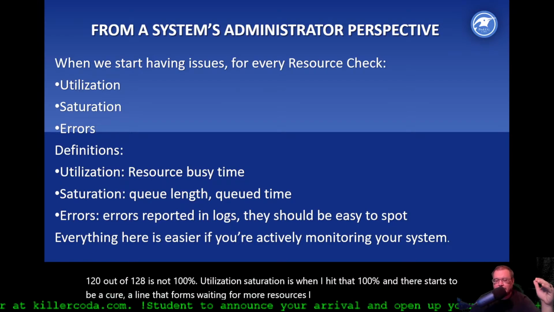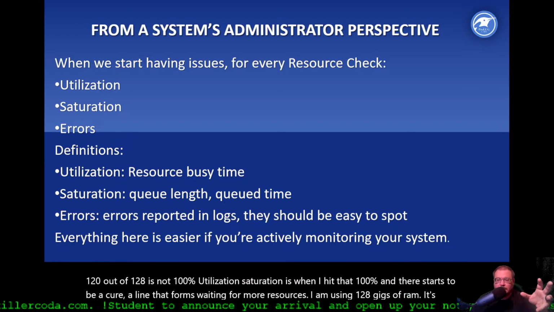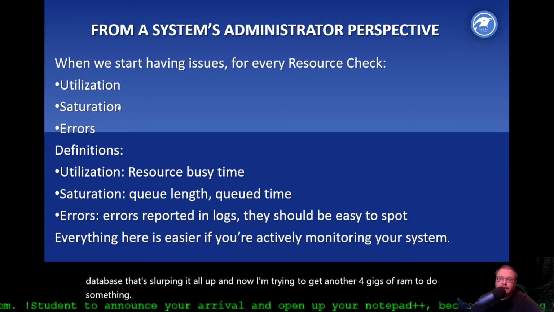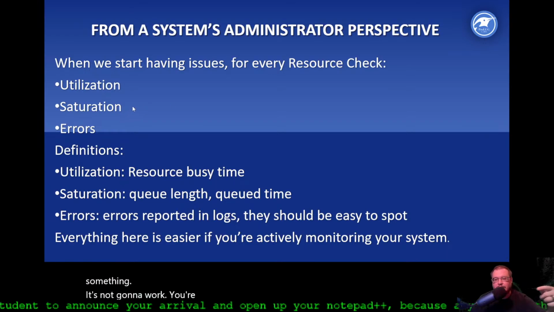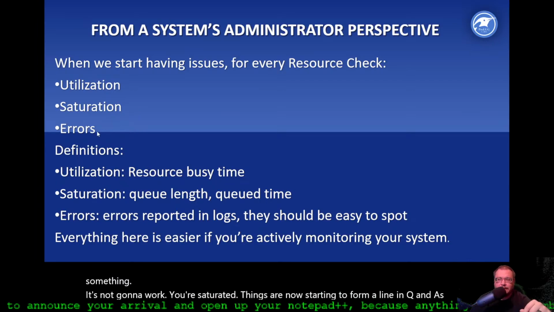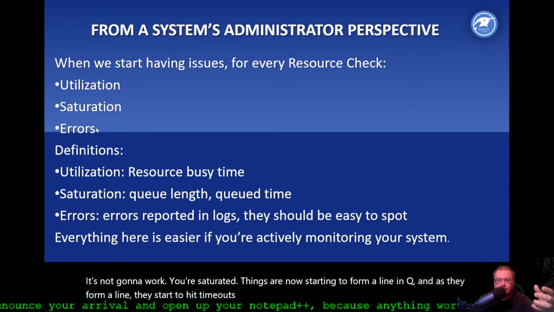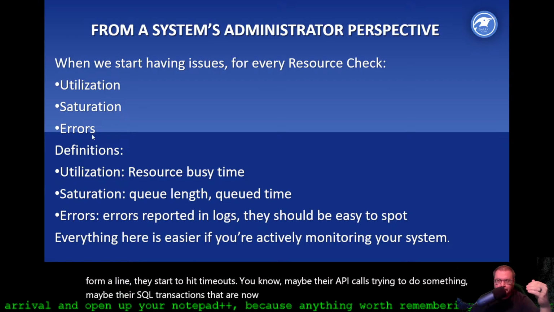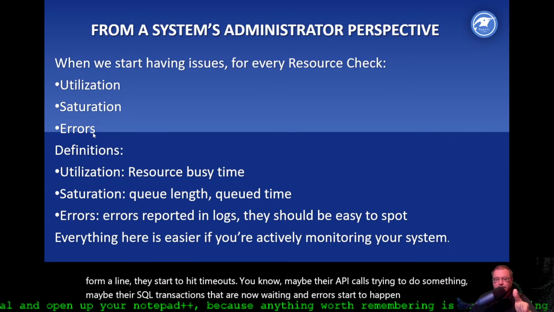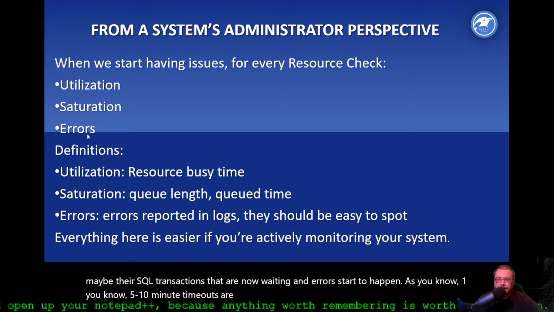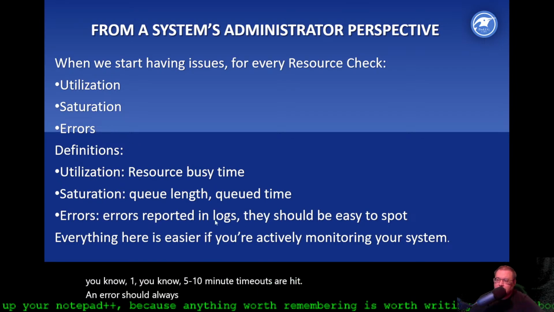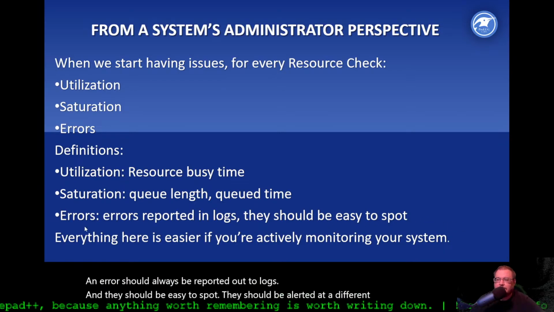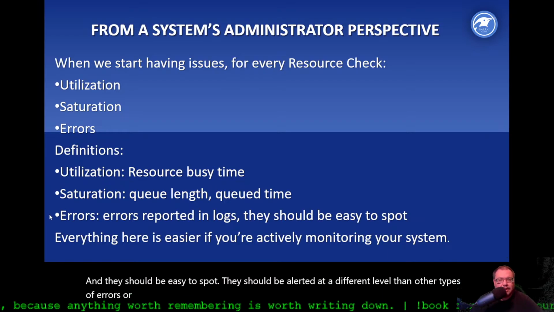I am using 128 gigs of RAM. It's a database that's slurping it all up, and now I'm trying to get another 4 gigs of RAM to do something. It's not going to work. You're saturated. Things are now starting to form a line in a queue. And as they form a line, they start to hit timeouts. Maybe their API calls trying to do something, maybe their SQL transactions that are now waiting. And errors start to happen as 1, 5, 10-minute timeouts are hit. And errors should always be reported out to logs, and they should be easy to spot. They should be alerted at a different level than other types of errors or other types of logging events, right?